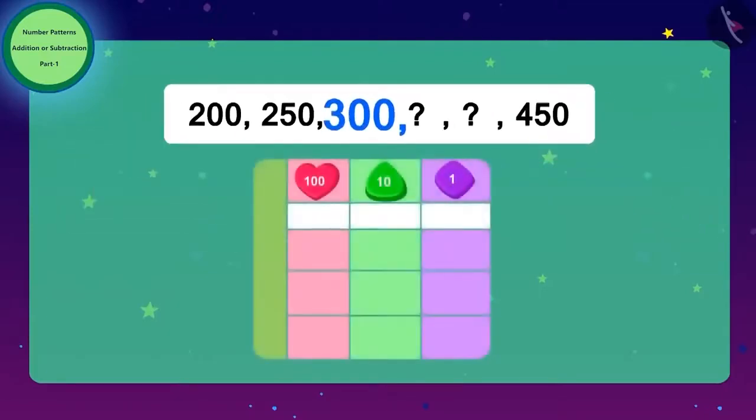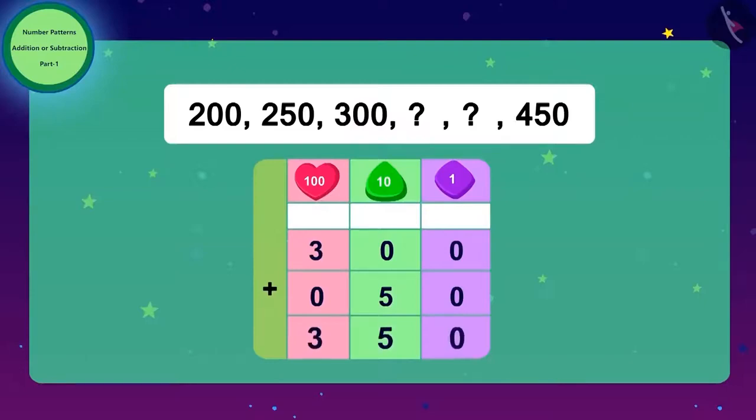Similarly, to get the number after 300, we will have to add 50 to 300. So the next number is 350. Now, to get the next number after 350, we will have to again add 50 to 350. And we get 400.